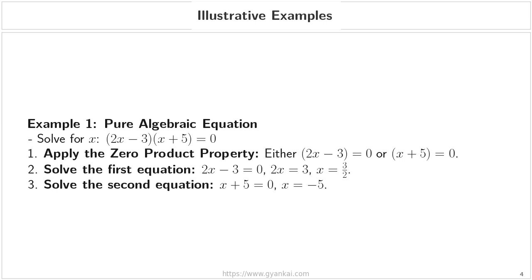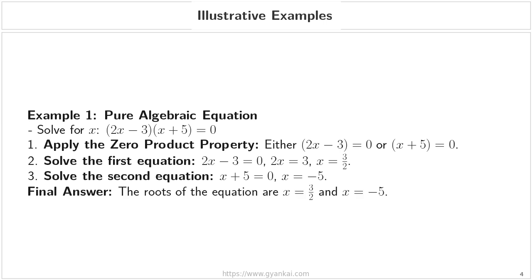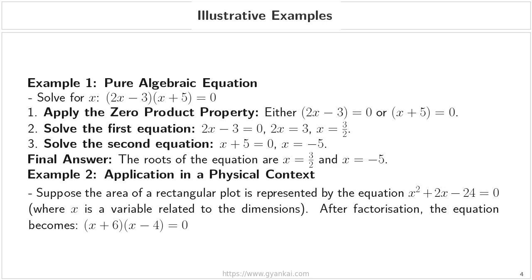Step 3, now we solve the second equation. If x plus 5 equals 0, we subtract 5 from both sides, leaving us with x equals negative 5. So, our final answer for this algebraic problem is that the roots of the equation are x equals 3 halves and x equals negative 5. Now, let's move on to example 2, which shows how we apply this in a physical context.